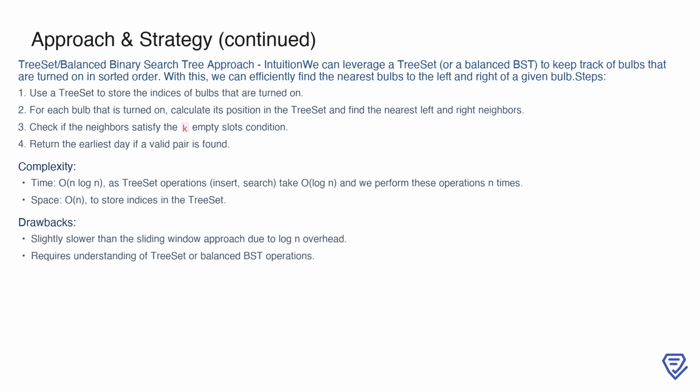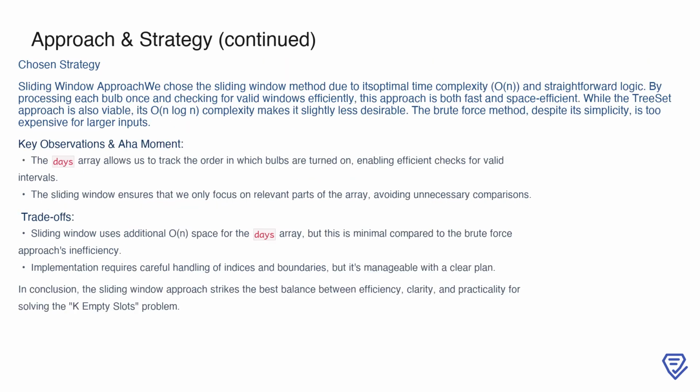The time complexity of this approach is O(n log n), as tree set operations like insertion and search take O(log n), and we perform these operations for each bulb. The space complexity is O(n), as we store the indices in the tree set. While this method is slightly slower than the sliding window approach due to the logarithmic overhead, it is still efficient and provides a practical alternative. However, it requires familiarity with tree set or balanced binary search trees, which may make the implementation less intuitive for some. Finally, the sliding window approach emerges as the most balanced and effective strategy for solving this problem.